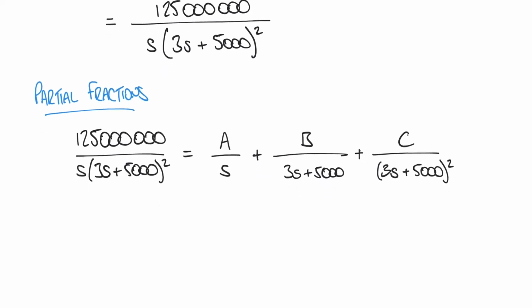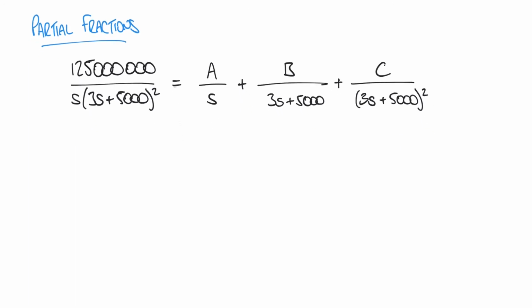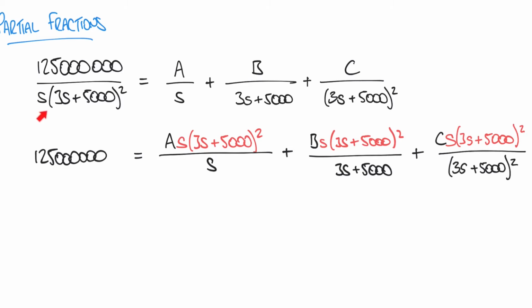So like in our previous examples, the first step is to multiply both sides by our original denominator here. And so our original denominator was s brackets 3s plus 5,000 squared. And we're going to multiply both sides by that. So the left-hand side here is now just going to be 125 million because we've multiplied and cancelled that denominator out. But each of the 3 terms on the right-hand side are now going to be multiplied by that same s brackets 3s plus 5,000 close brackets squared. And so we see something that looks like this.